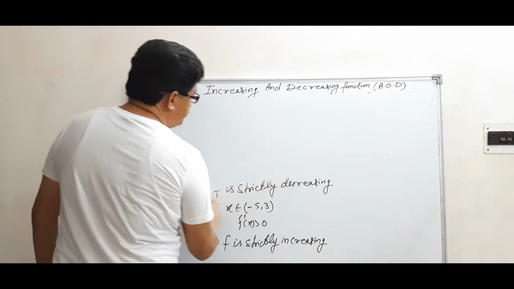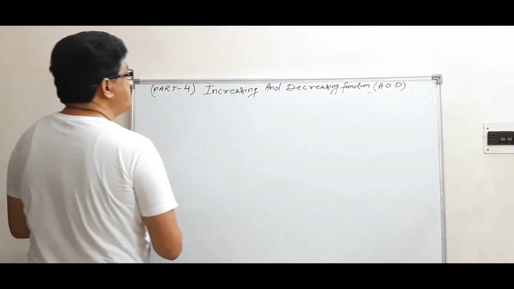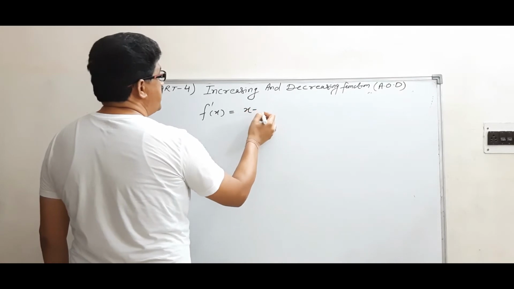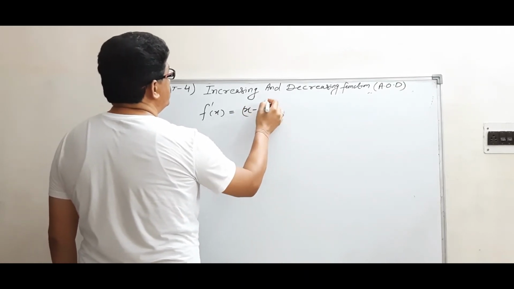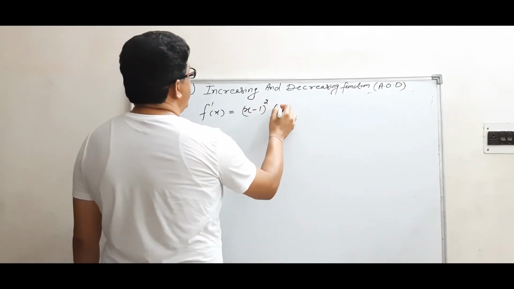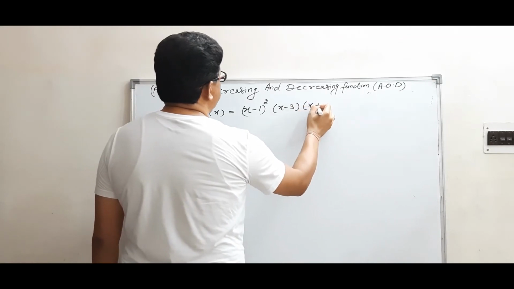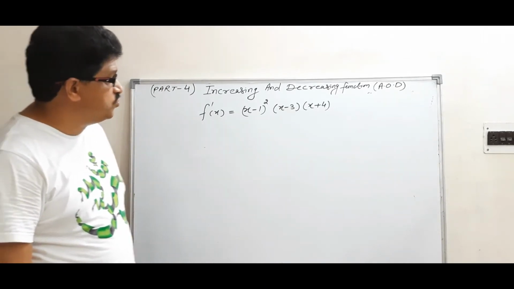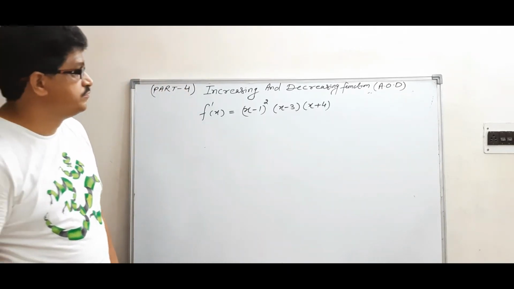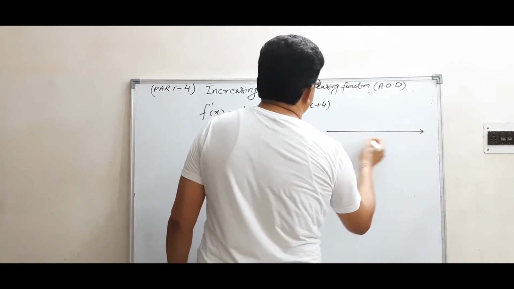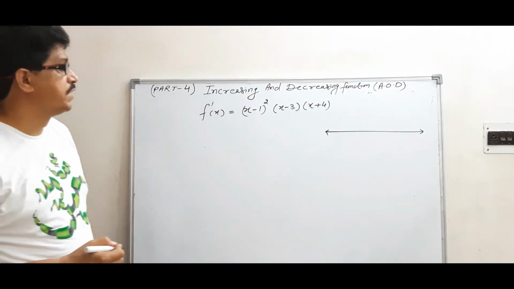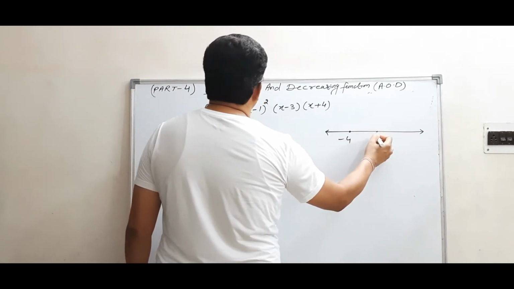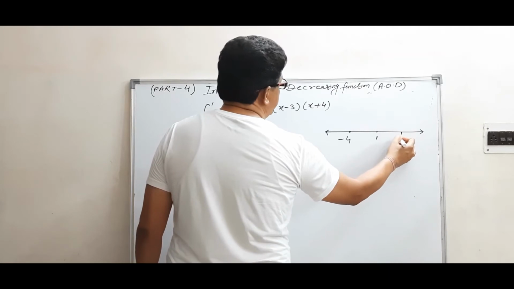If we have f dash x equals (x minus 1) raised to 2 times (x minus 3) times (x plus 4), then on the number line we will mark the points: this is minus 4, this is 1, and this is 3.